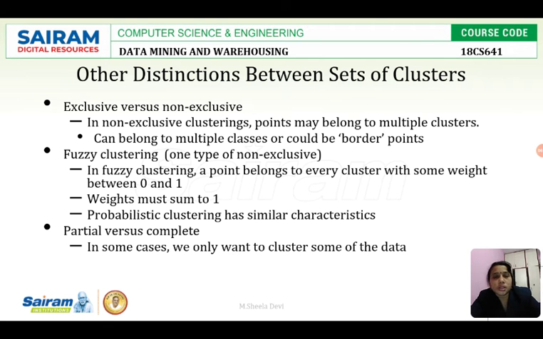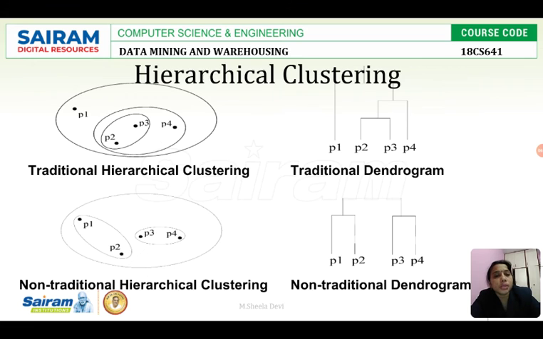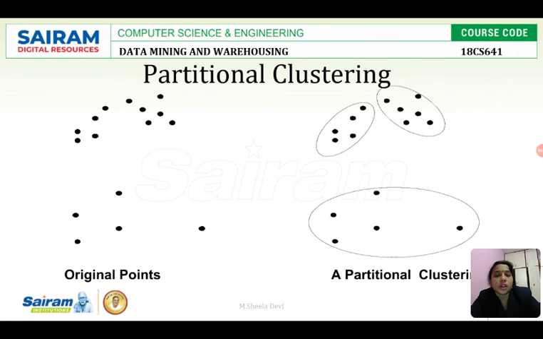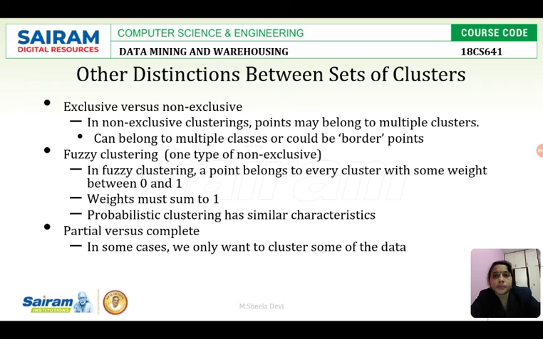Other distinctions between sets of clusters. One we have is exclusive versus non-exclusive. In non-exclusive clustering, points may belong to multiple clusters. As we said, in the partitional clustering, if you take an object, that will belong to exactly one cluster. But in case of non-exclusive clustering, an object can be in multiple clusters. It can belong to multiple classes or could be border points. It can be in the border points also.